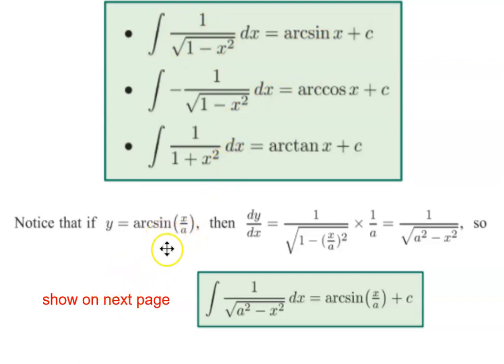So, what about something more complex where we have not just an angle of x as we do in these three cases? What about x divided by a? Well, from our book we end up with this expression here. So we know that the integral of 1 on root a squared take x squared gives us arc sine x on a, but I'll show that on the next page.